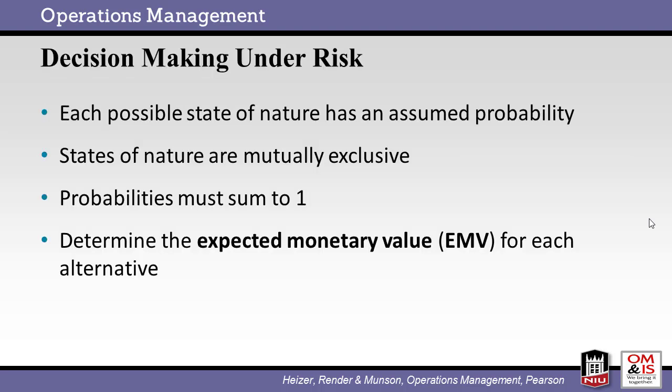Another decision analysis method uses expected monetary value. We start by estimating the probability of each possible state of nature. We assume that the states of nature are mutually exclusive. Each alternative is independent of the others. The probabilities add up to 1. We choose the alternative based upon the expected monetary value, or EMV, for each.